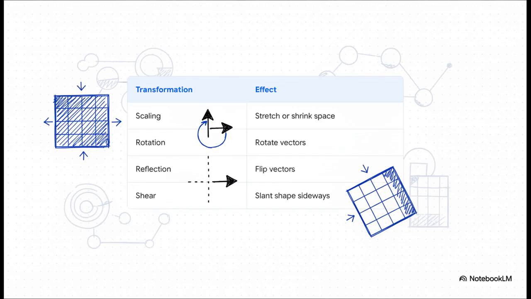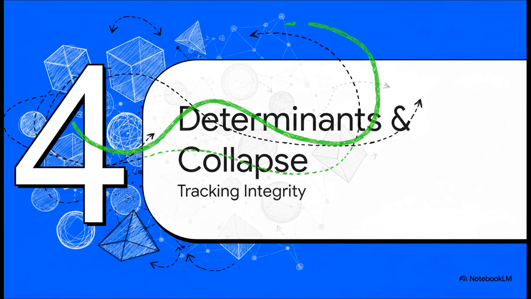Or it can shear the space, grabbing it and completely slanting the shape sideways. These fundamental geometric shifts are exactly how machine learning models process and manipulate information, layer by layer. Next up, part 4, determinants and space collapse.